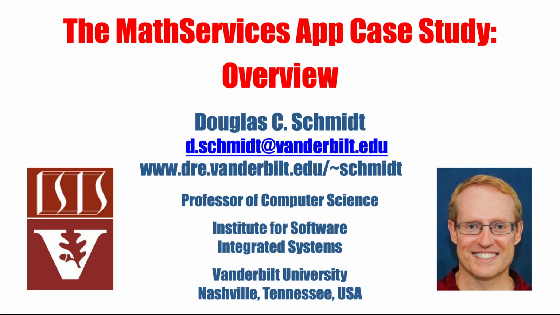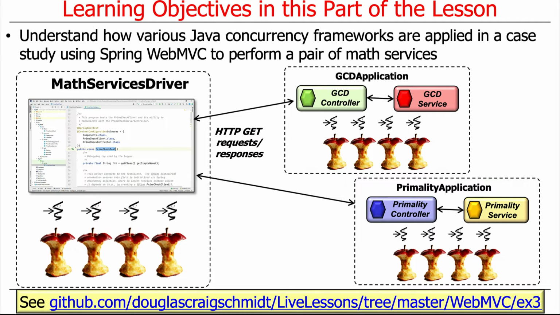So we're now going to walk through the overview of the MathServices app case study. This particular case study is going to show how various Java concurrency frameworks can be applied using Spring Web MVC to interact with a pair of math services. One that's going to do the greatest common divisor, or GCD, functionality, the other which is going to be checking for prime number primality.